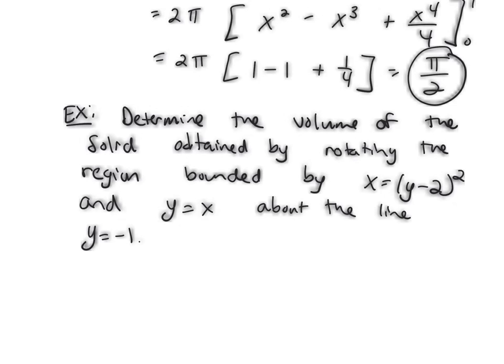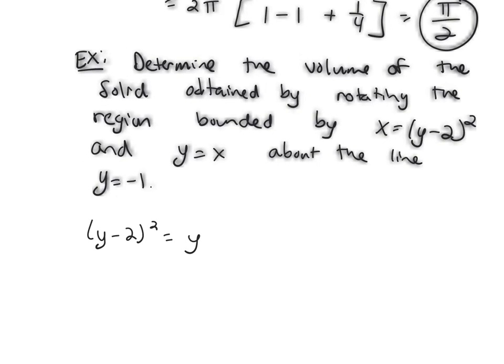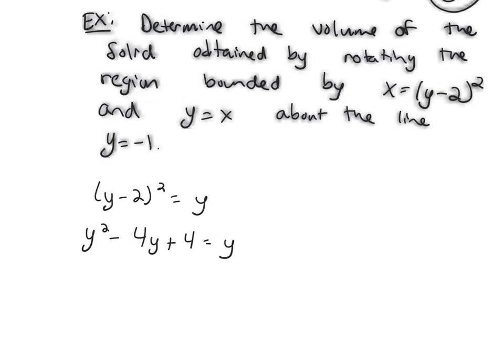Set them equal. They're both solved for x. So your equation is going to have y's in it. Y minus 2 squared equals y. And you'll FOIL this out, so you'll get y squared minus 4y plus 4. Get all your terms on one side, subtract a y. Y squared minus 5y plus 4.